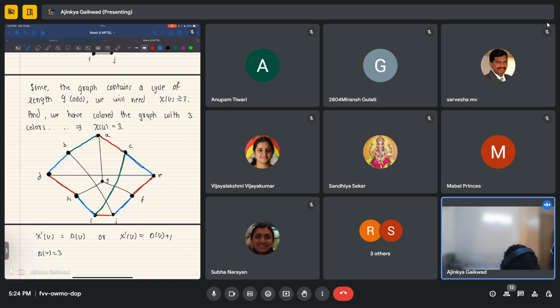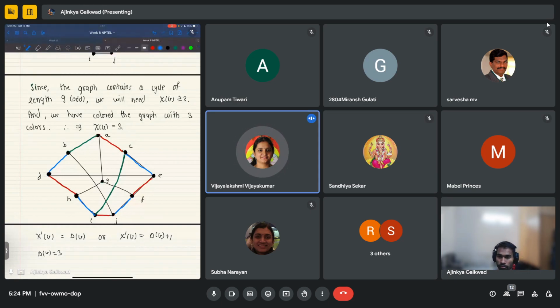Okay, so let's see. Can anyone try to figure out why we will need at least four colors here? Is it true that we will need four colors, or are we just not able to find a 3-coloring? So there are two possibilities: it does not exist, or we are not able to find it. Can anyone argue why we need at least four colors in this case?